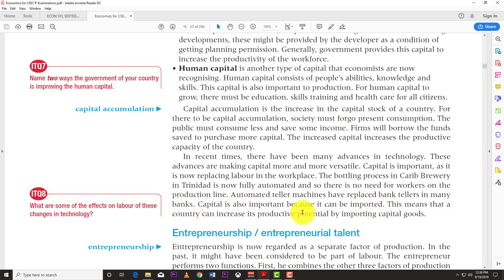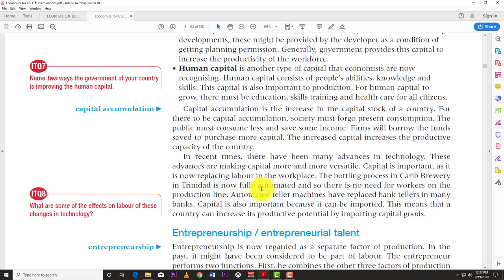Capital is also important because it can be imported. This means that a country can increase its productive potential by importing capital goods. So this paragraph here is highlighting the fact that in production, you can actually substitute capital for labor as technology is advancing. People can be replaced by machinery, as the examples pointed out here. They said the bottling process in the breweries is now fully automated. Back in the day, humans had to actually line up in an assembly line, clean the bottles, fill the bottles with soda or whatever the drinks are, and then pack them into the cases and then help ship them out.